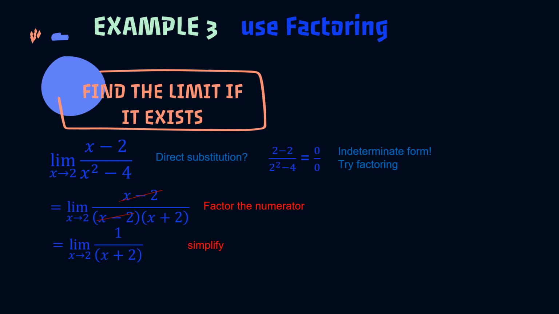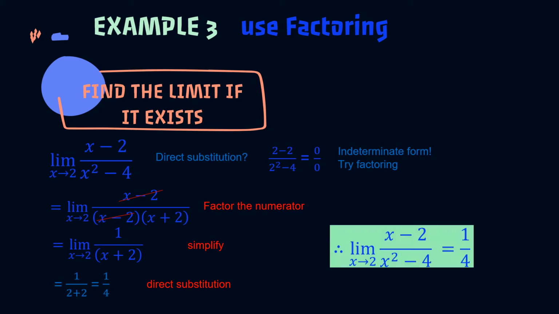And if you notice, at this point we can use direct substitution again. We won't get a 0 in the denominator, so we replace the value of x by 2 in the expression 1 over x plus 2, and what we get is 1 over 2 plus 2, and the answer would be 1 over 4. Therefore, the limit when x gets close to 2 of x minus 2 over x squared minus 4 equals 1 over 4.